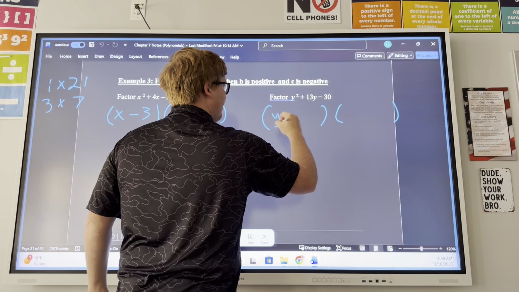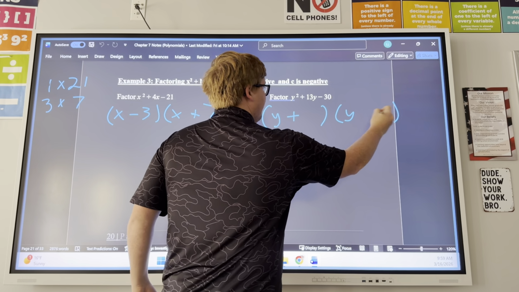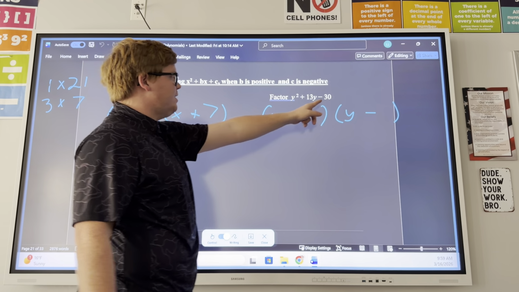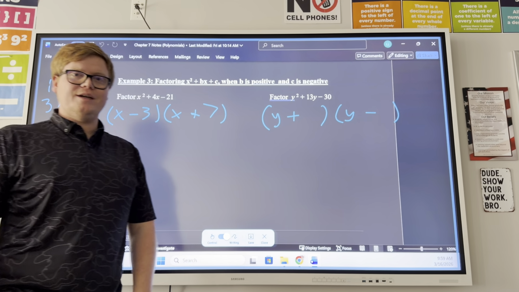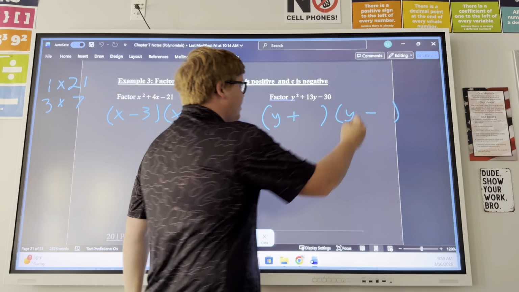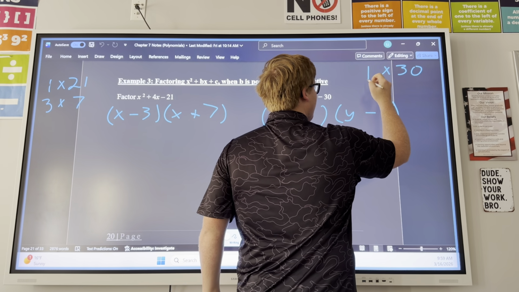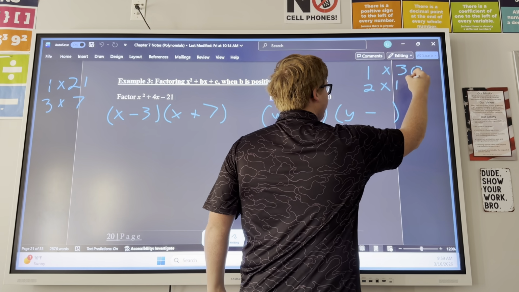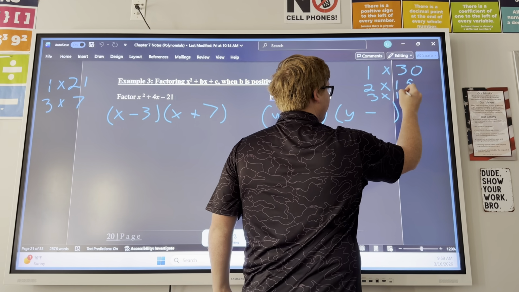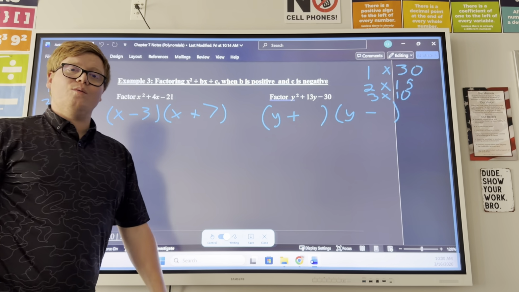Again, we have our y and our y. We need to think of factors of 30. And anytime that C is negative, it's going to be a positive and a negative every single time. So we have 1 and 30. We have 2 and 15. We have 3 and 10. And I'm going to stop there because I already see 1 that's going to work.